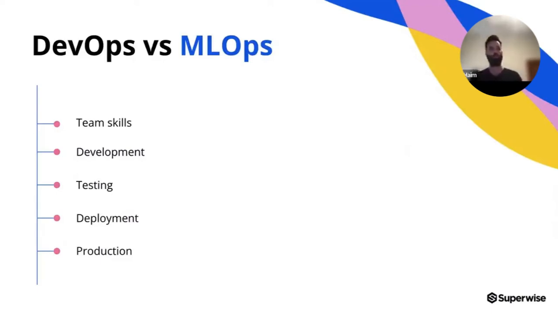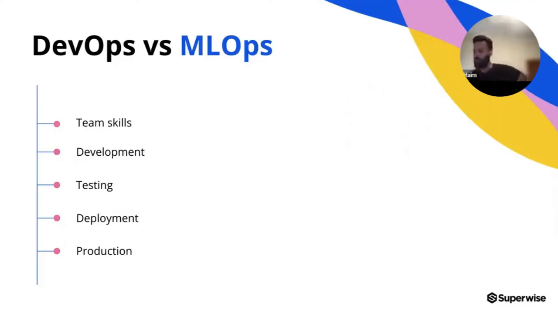Testing changes as well, because we're no longer testing only the functionality and the integration, but new concepts of testing were introduced. So one of them would be data validation. You want to make sure that the data is okay and there are no changes in the structure of it, and it can be processed the way we expected it to be. And we're also testing values of the model behavior and performance. So there's new testing that came along the way.